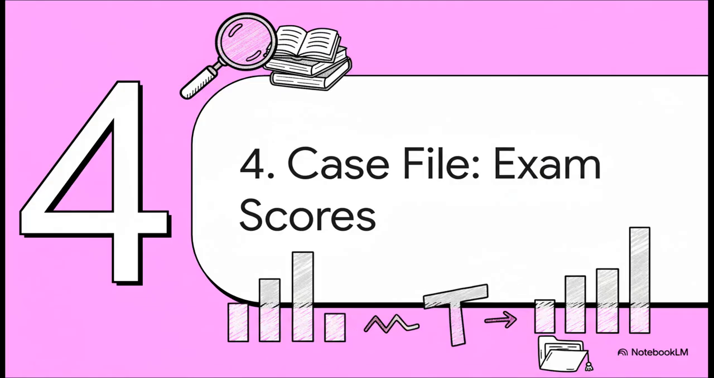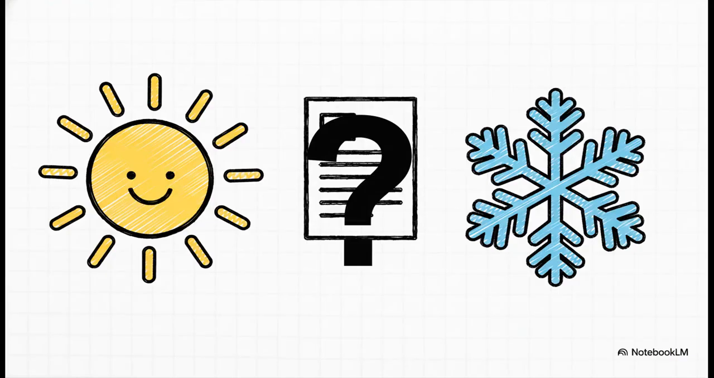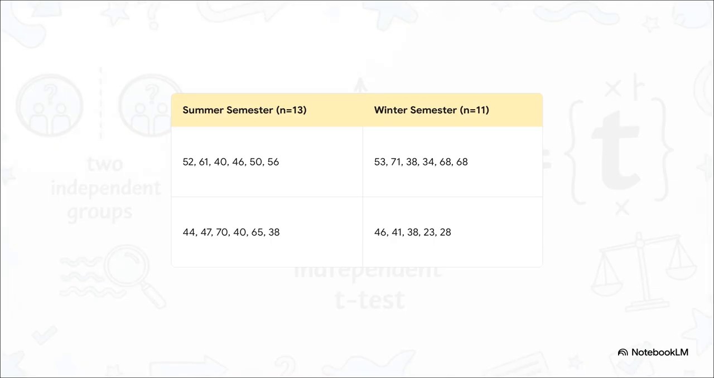All right, enough theory. Let's get our hands dirty. It's time to open up our case file and actually apply this t-test to a real-world example to see what happens. So here's our mystery. A professor wants to know if students perform differently on a statistics exam depending on whether they take it in the summer or in the winter. This is a classic tale of two groups. And here is our raw evidence. We've got the individual exam scores for the 13 students from the summer and the 11 from the winter.